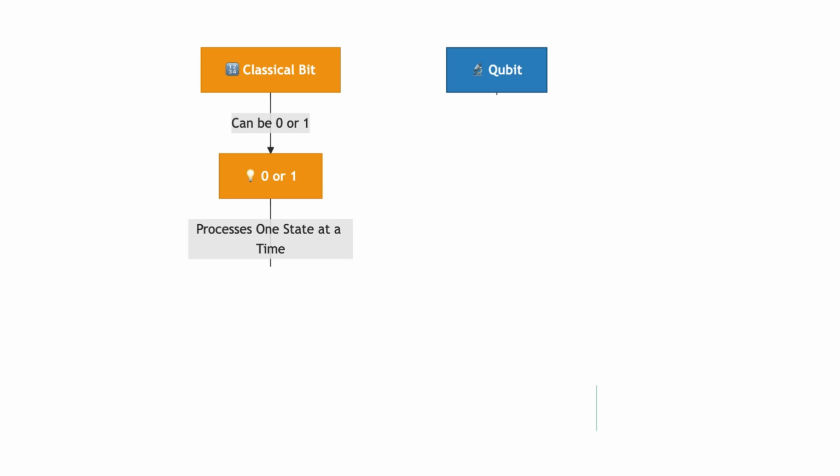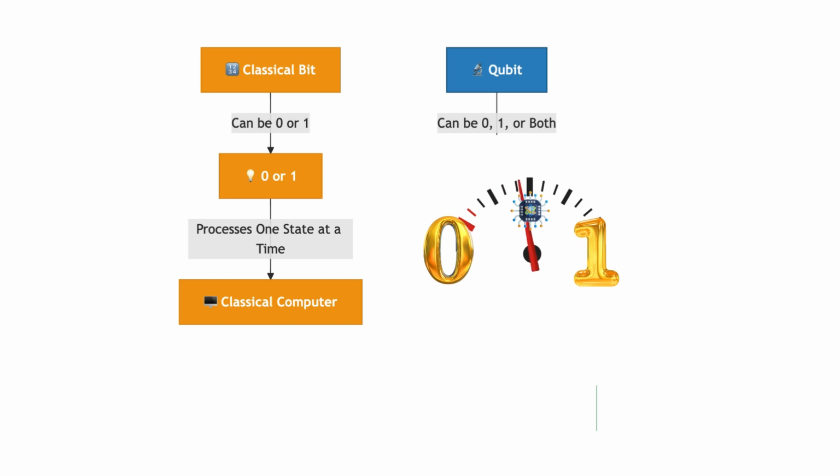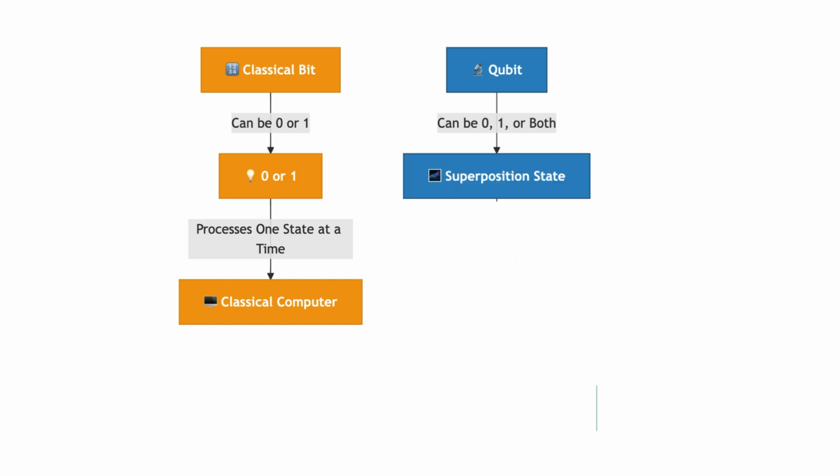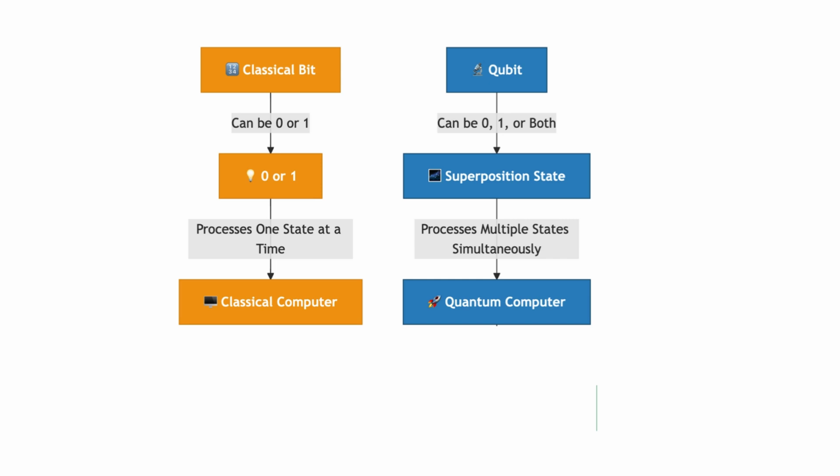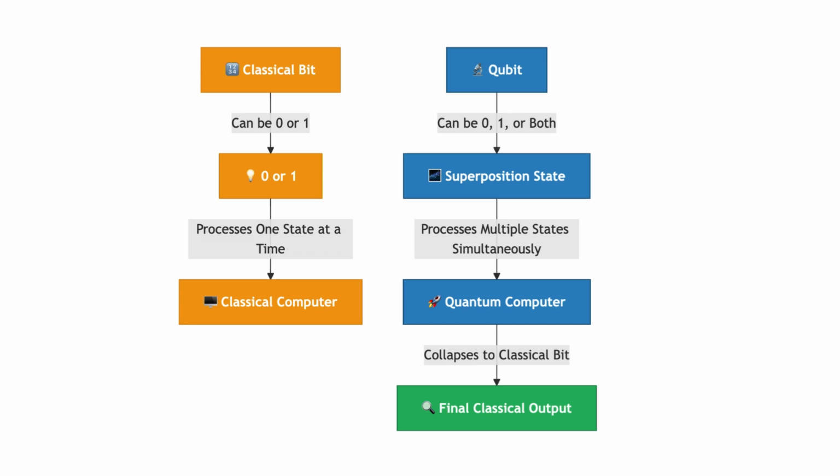Classical bit, it can be either 0 or 1 as a state, and all the processing happens one state at a time, and the output appears in a classical computer. Whereas a qubit can be 0, 1, or both at the same time. It can fluctuate anywhere between 0 and 1, and this state, which is called superposition, can process multiple states simultaneously. The computing happens in the quantum computer, and the result collapses to a sequential classical bit, which is 0 or 1.